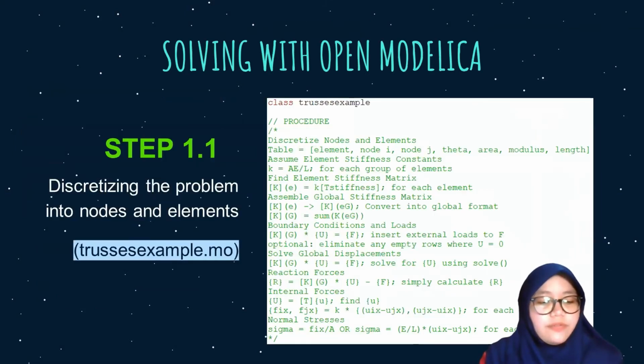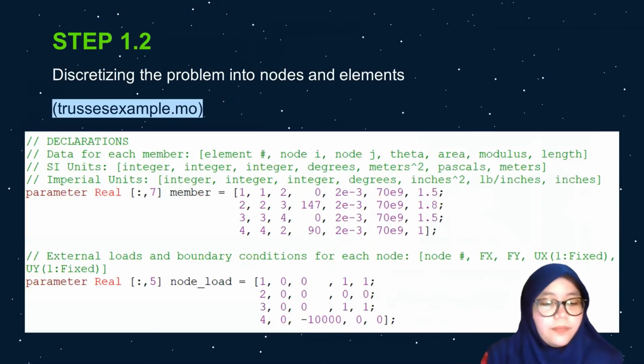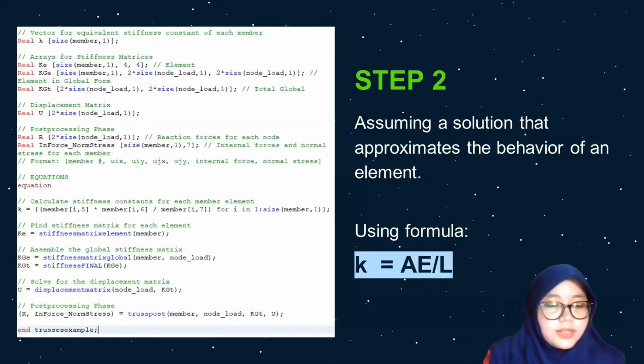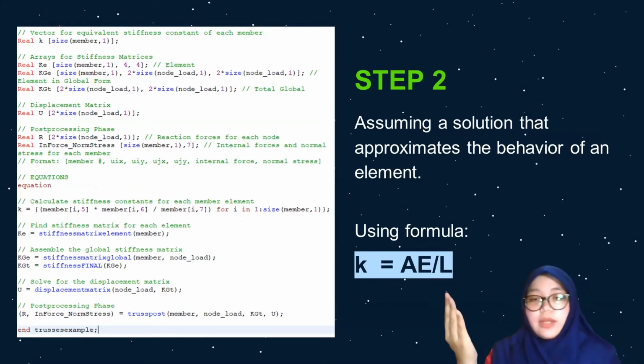In order to easily solve this problem, we're going to use OpenModelica. First step is partitioning the problem into nodes and elements, just like we have done before. Next, we create a parameter for a member and node load. The parameter for a member consists of element, node I, node J, theta, area, modulus, and length. Meanwhile, the parameter for node load consists of node, fx, fy, ux, and uy, where we put 1 if it's fixed. Second step, assuming a solution that approximates the behavior of an element by using this formula. k is equal to area multiplied by elasticity, then divided by length.